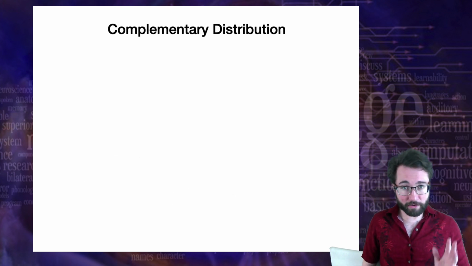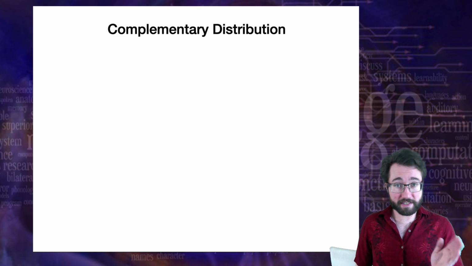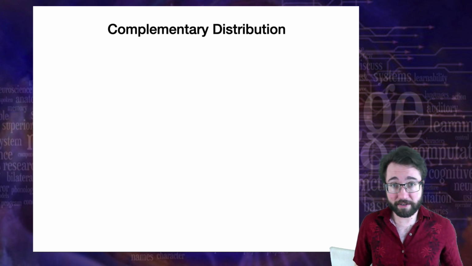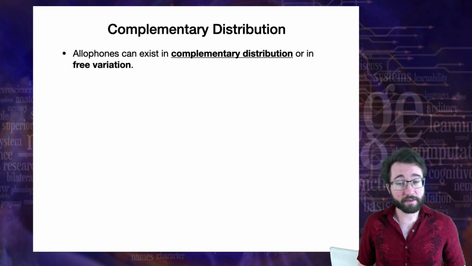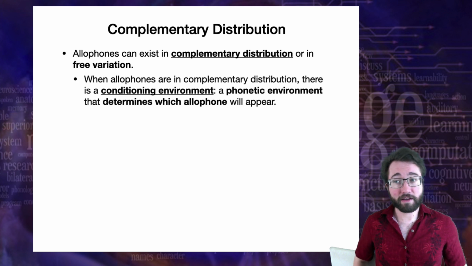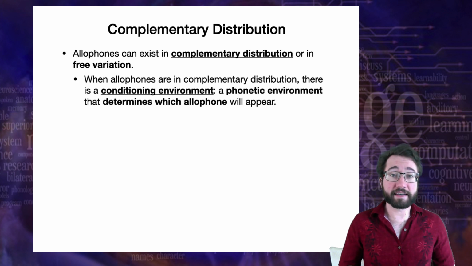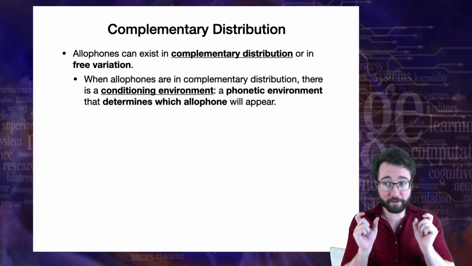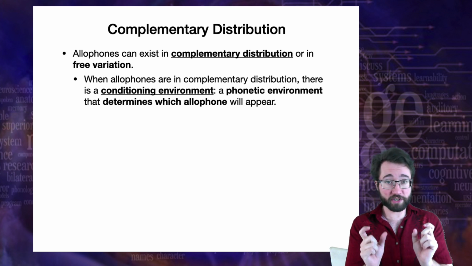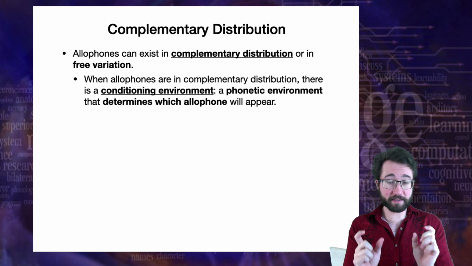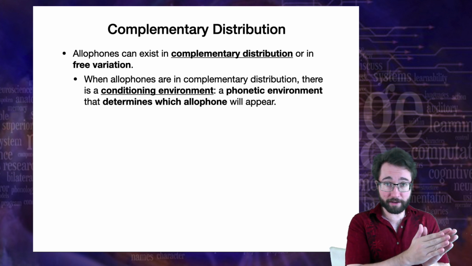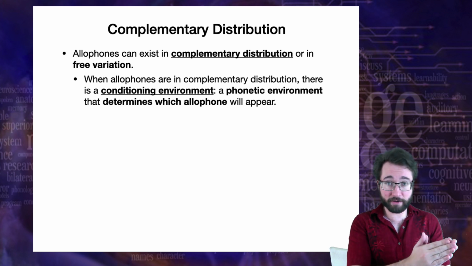Many times, although not always, allophones of the same phoneme are in what we call complementary distribution. When allophones are in complementary distribution, that means that there is a conditioning environment. There's some phonetic environment which determines which allophones will appear. So basically, in one phonetic context, you get one allophone. In another phonetic context, you get the other allophone.